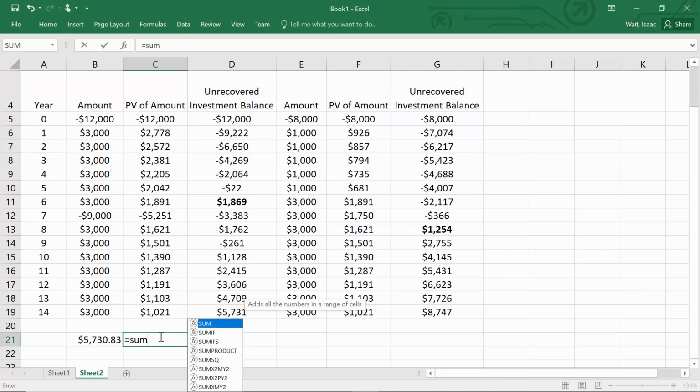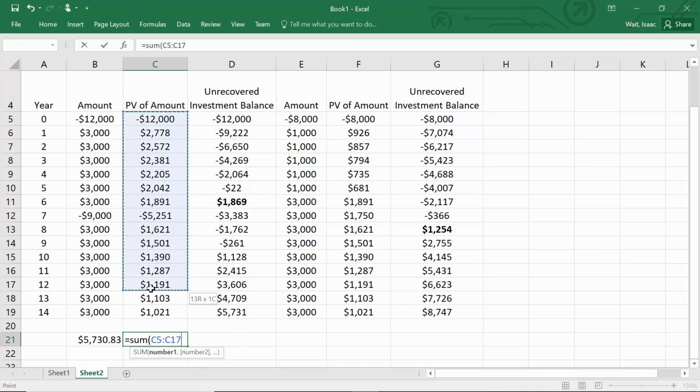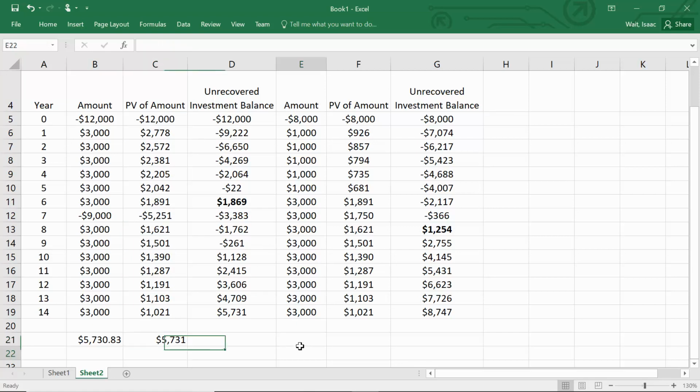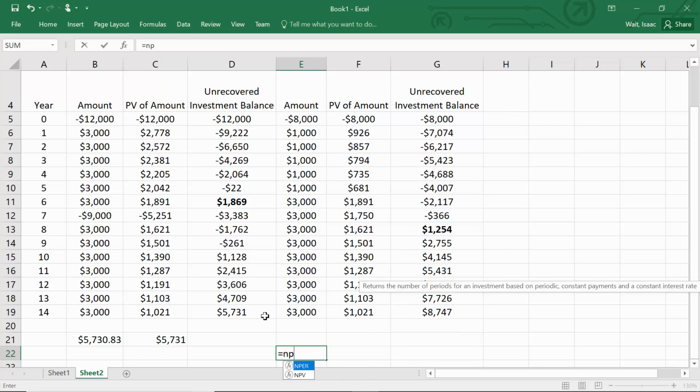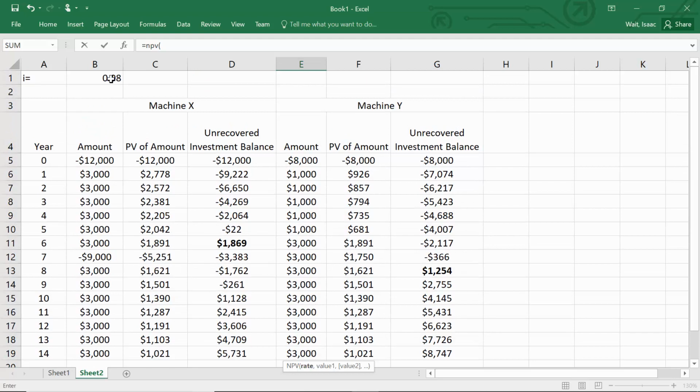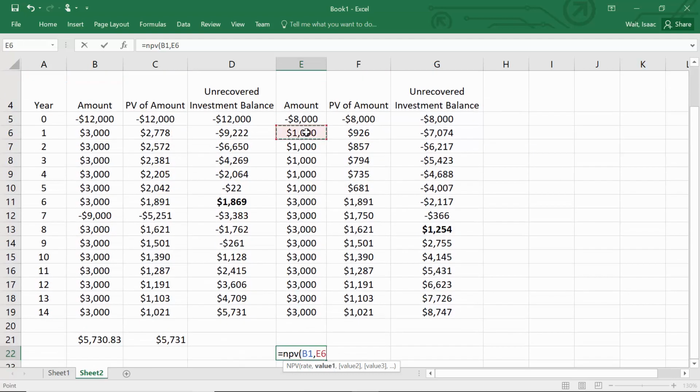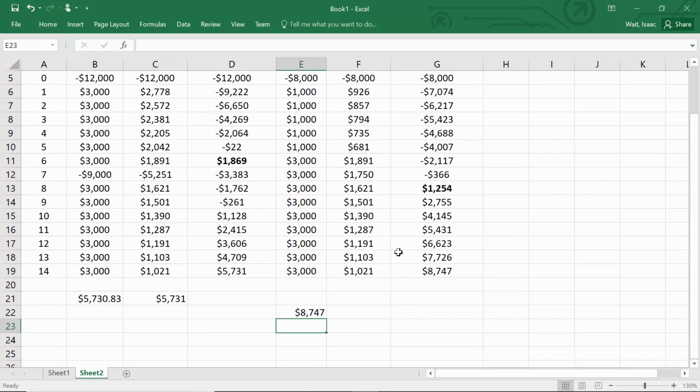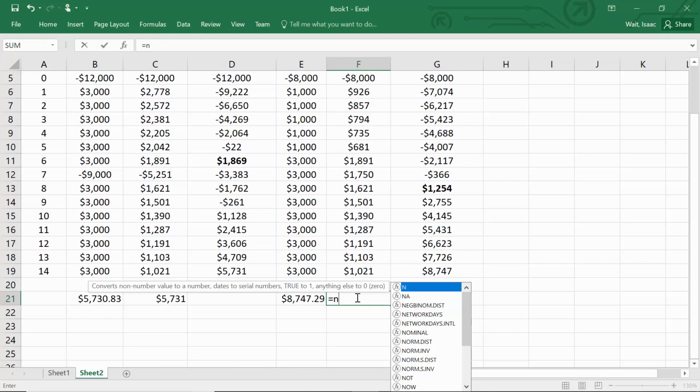I guess the other way to find the present value is these are all present values. And so if we just take the sum of all of these amounts, that's going to tell us the same thing, that the sum of the present values is 5731. Compared to, for the other one, just for consistency, let's both do the NPV function, so net present value using the rate of 8%, and then only the amounts that are in the future. And then outside of the NPV function, we have to add in the amount that's already at year 0. So the net present value for machine Y is greater. So even though it takes longer to pay off, it's the better option.